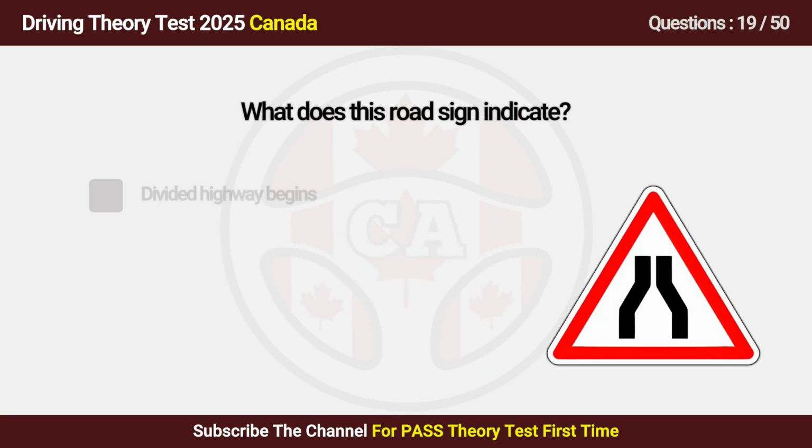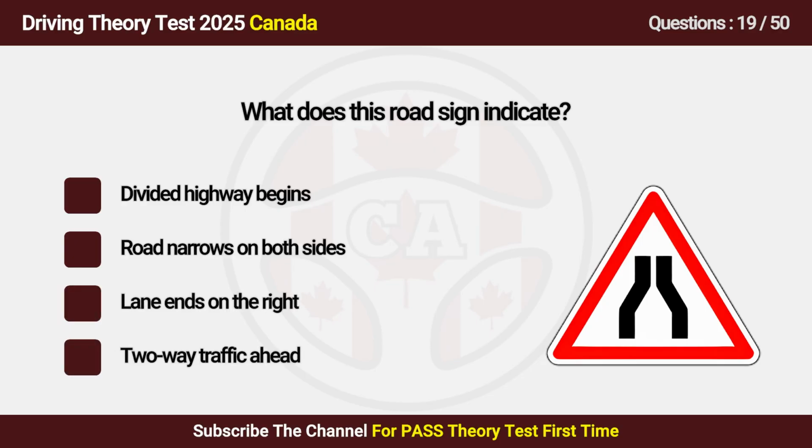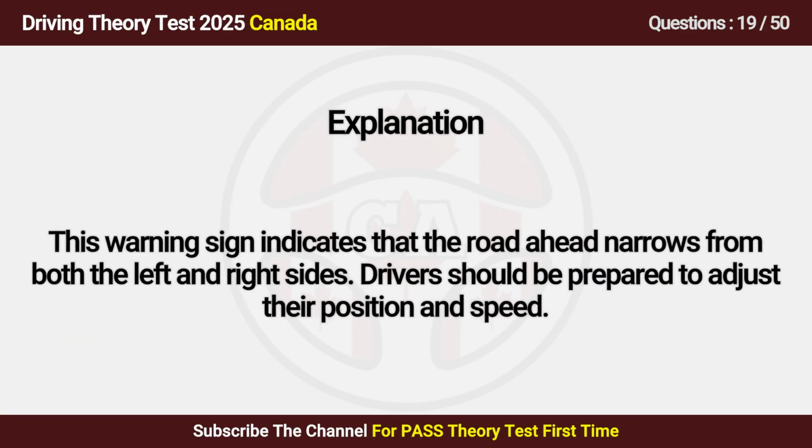Question 19. What does this road sign indicate? A. Divided highway begins. B. Road narrows on both sides. C. Lane ends on the right. D. Two-way traffic ahead. Answer is B. Road narrows on both sides. This warning sign indicates that the road ahead narrows from both the left and right sides. Drivers should be prepared to adjust their position and speed.